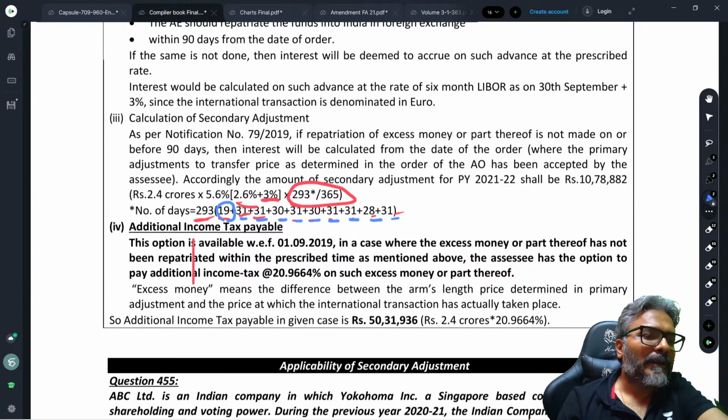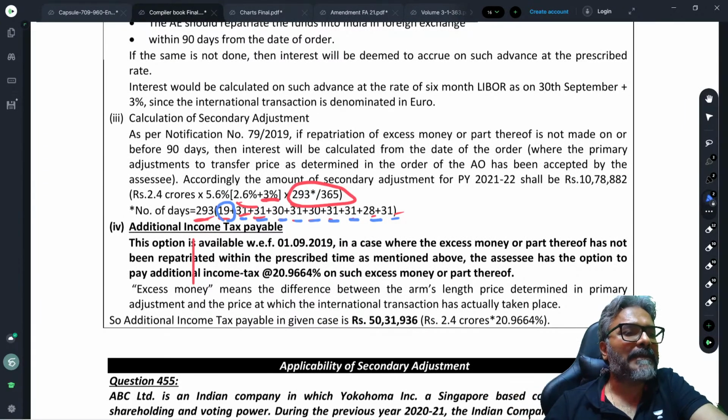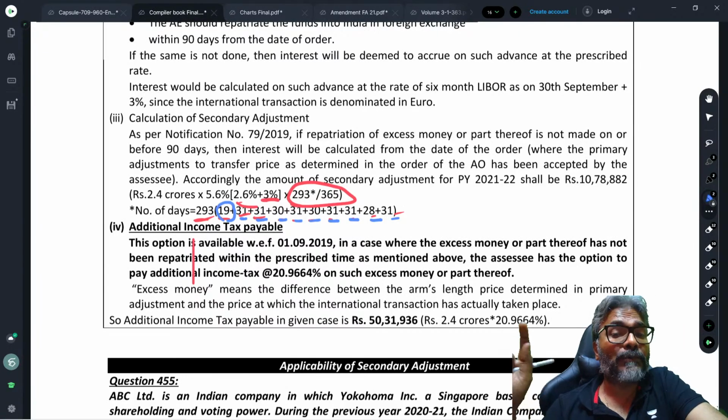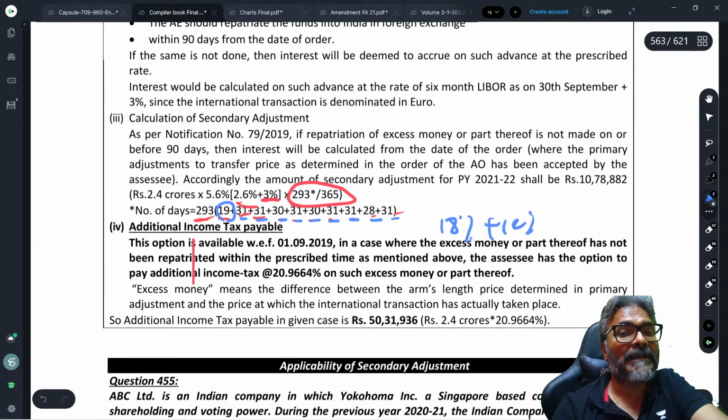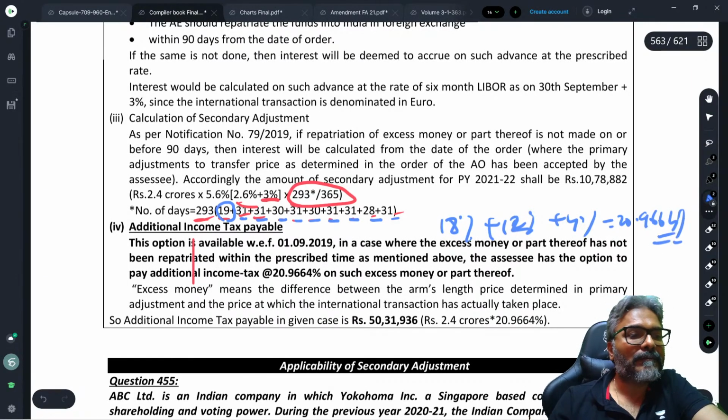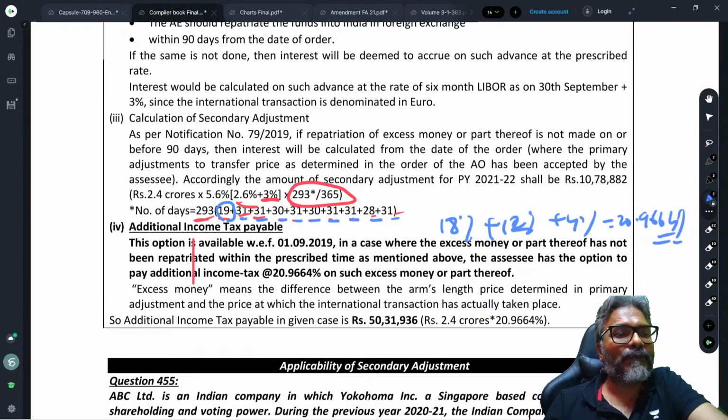Now, students, there is a facility to pay one-time tax and exit. Are you aware of that? Instead of suffering the addition of notional interest every year, you have a facility to pay one-time interest and make an exit. And that facility, in this case, is to pay 18% plus 12% plus 4%, or may I say a flat 20.9664%. Pay 20.9664% flat and make an exit.